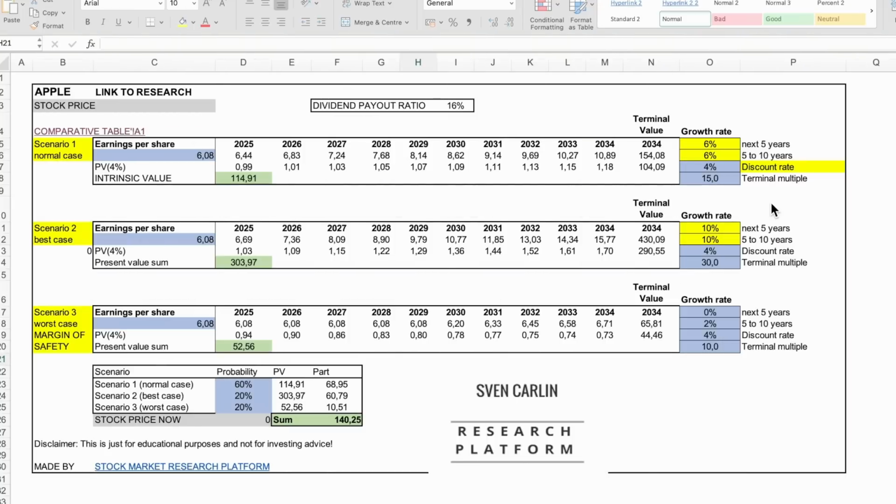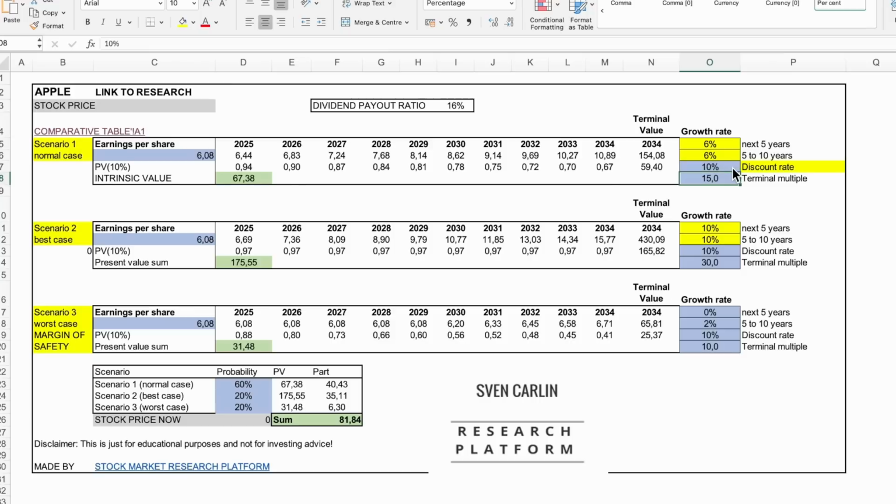But that's already included in the growth rate. So we must not count the present value of Apple's free cash flows and the growth rate twice. That's a problem that I often see with intrinsic value calculations. So first we have here the discount rate that we'll be discussing in a moment. I usually put 10% and I'll explain that later.